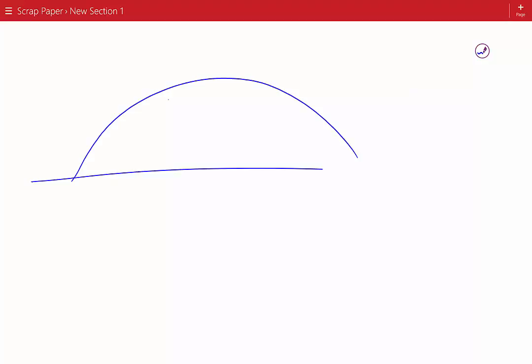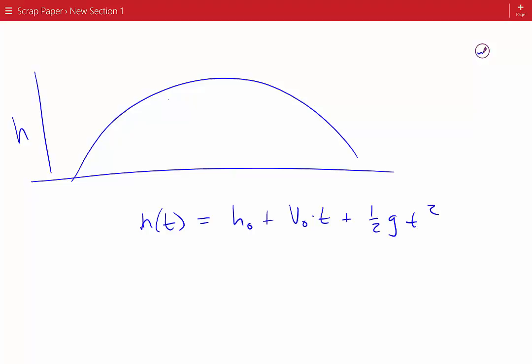Okay, so when a ball is flying through the air, we can model the height of that ball with this equation that's found in the book. I'll call it h of t. It equals the initial height plus the initial velocity times time plus 1/2 gravity times time squared. That's the relationship between vertical height, h here, and time t.